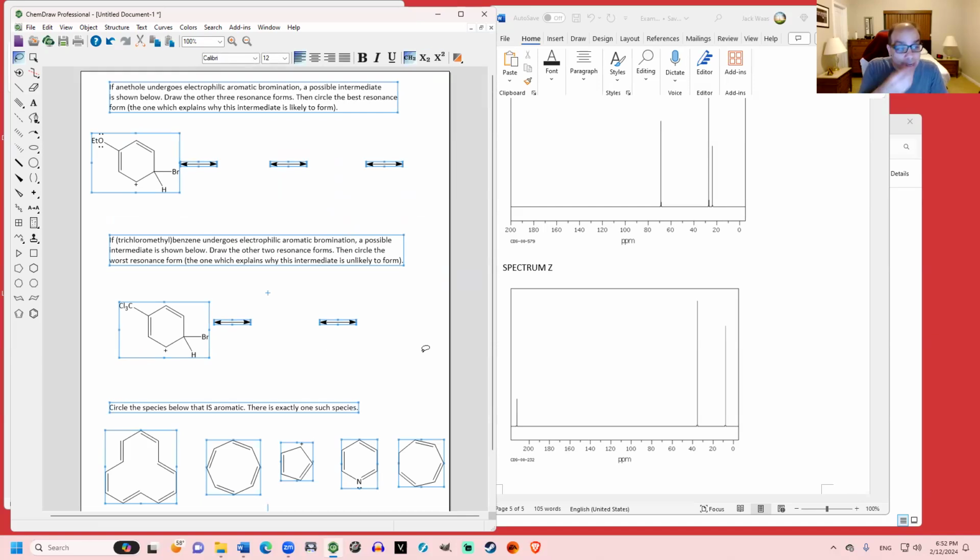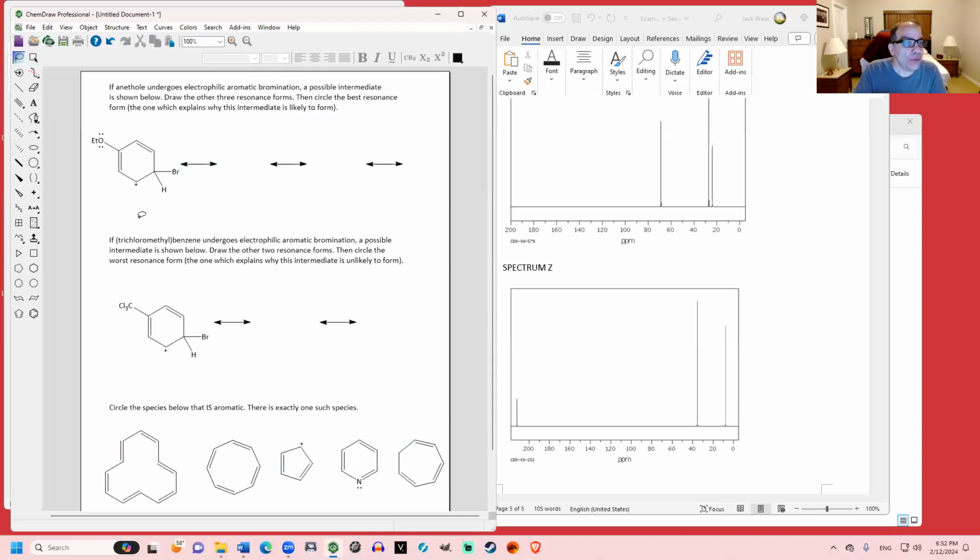All right, next we have some questions about aromaticity and drawing resonance forms, which is certainly fair game for you guys. This first question is asking about this intermediate and asking for three other resonance forms. So you need to be able to shift bonds around.